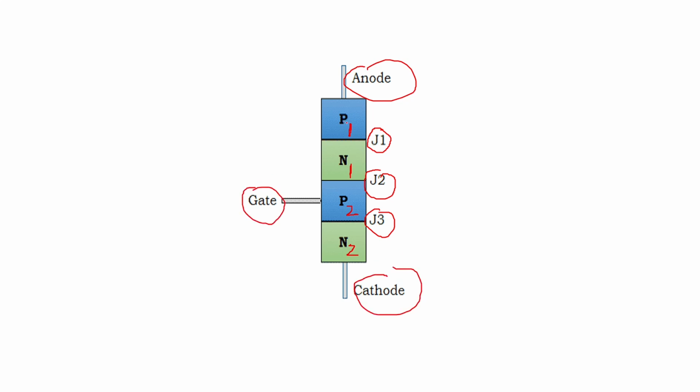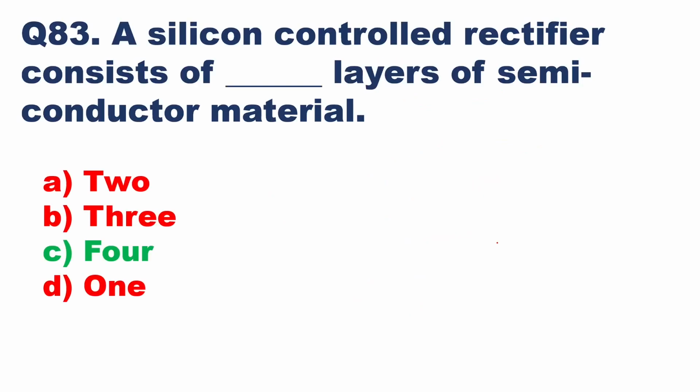So in this question, it has been asked how many semiconductor layers. So this is one, this is two, this is three, and this is four. So there are four semiconductor layers. So option C, that is 4, will be the right answer. Then we'll go to the next question.